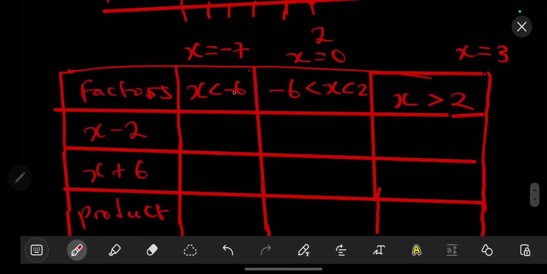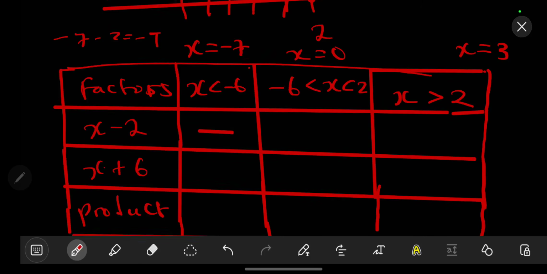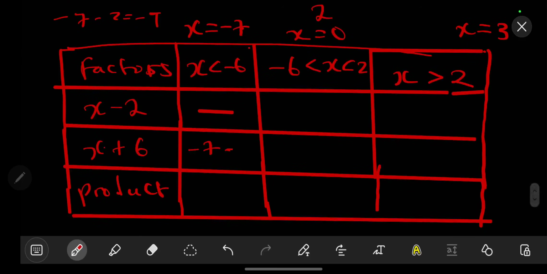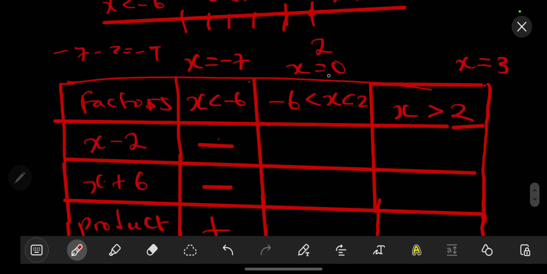Let's replace. If we put negative 7 here, it will be negative 7 minus 2, which is equal to negative 9, so we just write the sign negative. Here, if we put negative 7, we have negative 7 plus 6, which gives us negative 1, so here we write a negative. Multiplying negative by negative is positive. Then if we put 0 here, it will be 0 minus 2, which is equal to negative 2, so the outcome is negative. So we put negative.